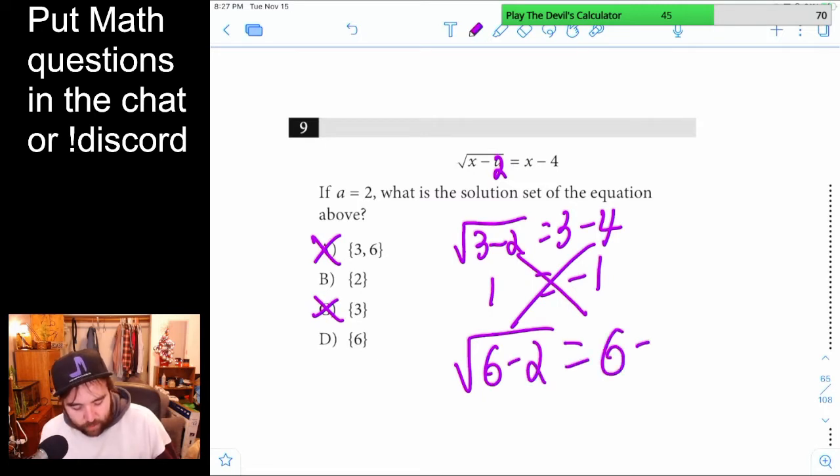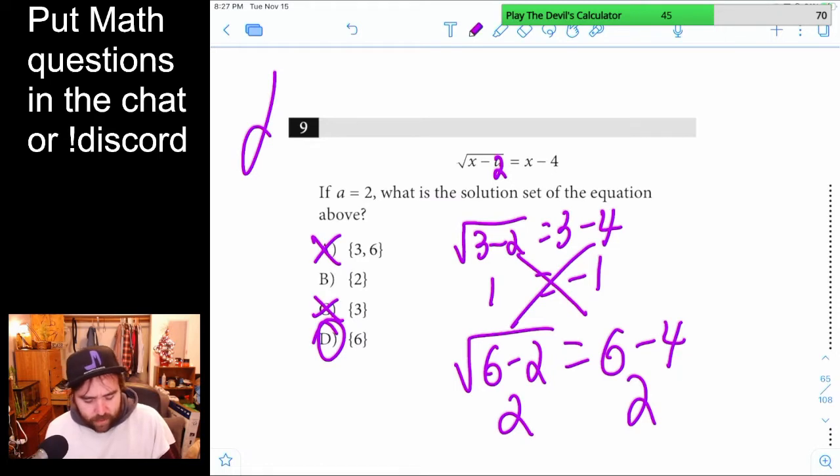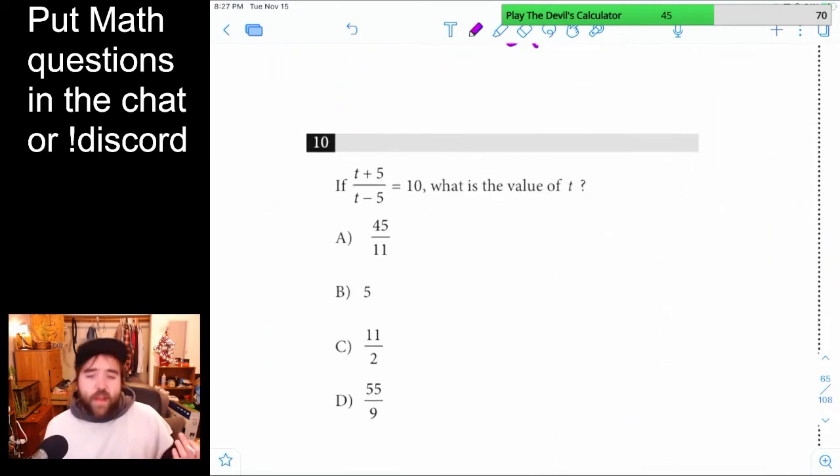But we can check it real quick. 6 minus 4 is 2. 6 minus 2 is 4, and the square root of 4 is 2. So 6 does work. And if you find that one that works, you don't need to try the other ones, because 6 works.